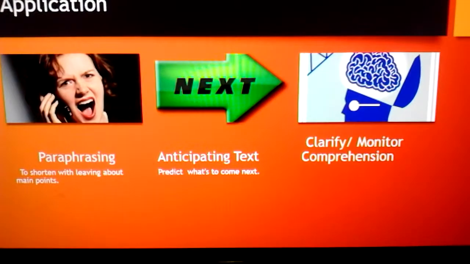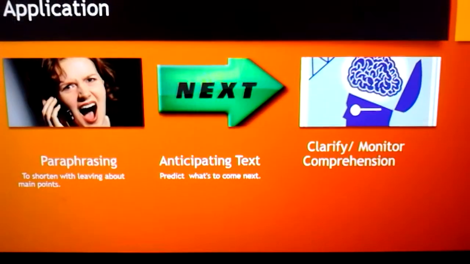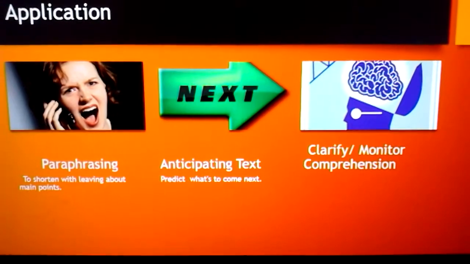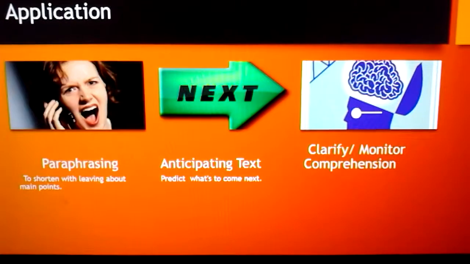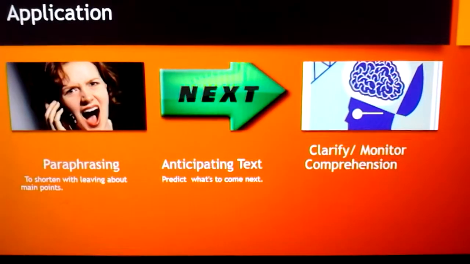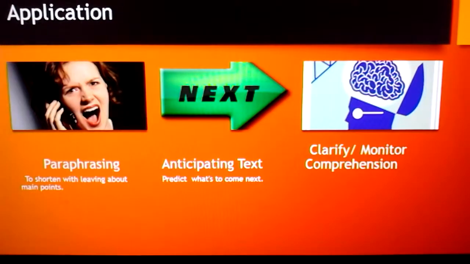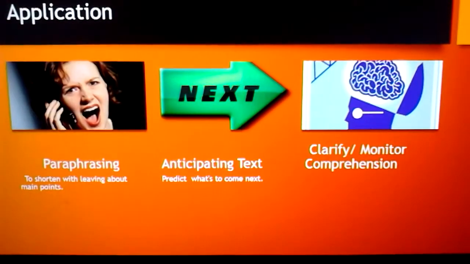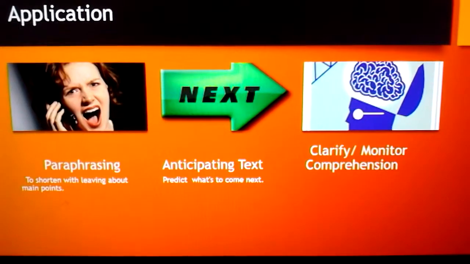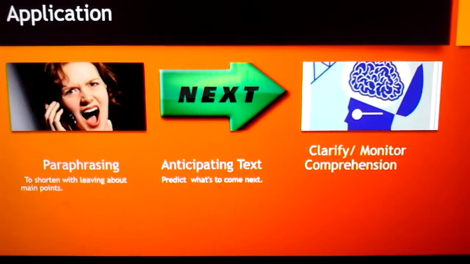Anticipating text. In order to anticipate text, you have to be engaged with the text. You're going to predict what's going to happen next. If you're reading a story where Sue's going to end up falling, you're able to predict that based on what you've already read. And from that, you can form goal questions as to what more you want to know.